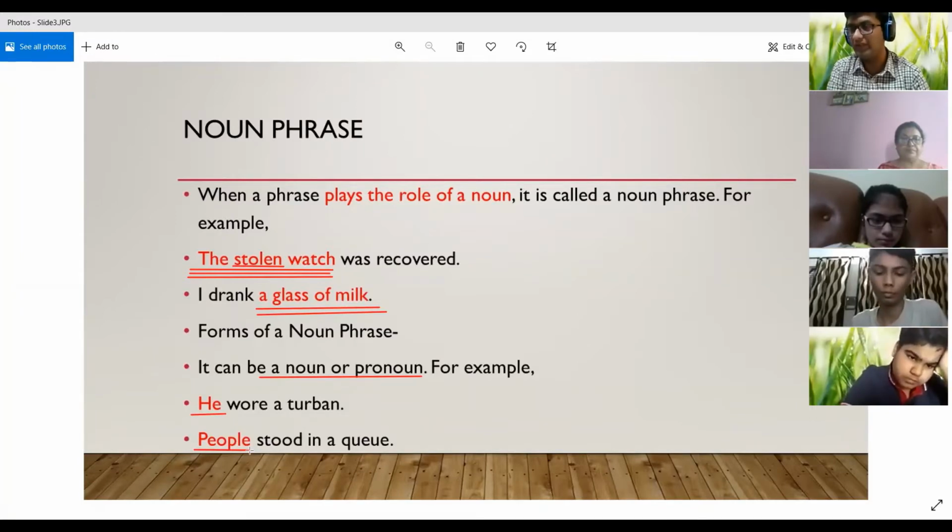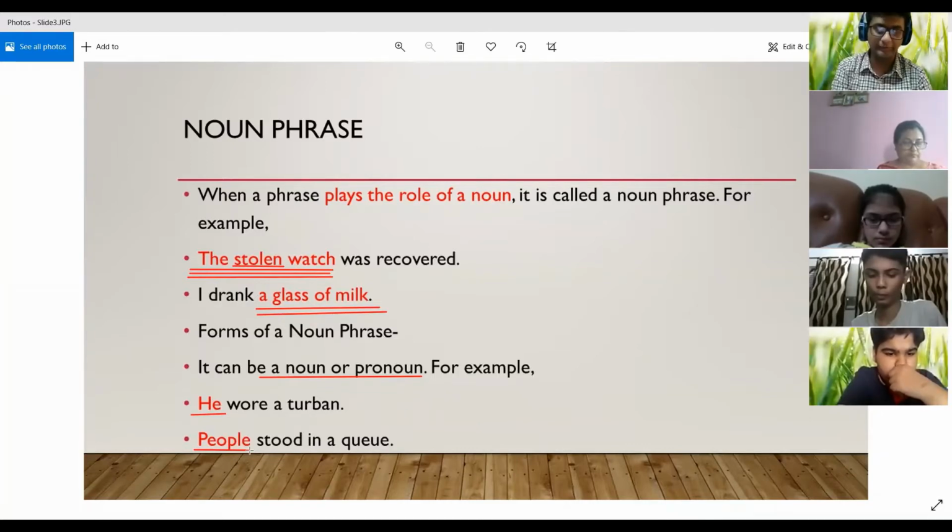the purpose of a noun phrase is what? The purpose of a noun phrase is to act as a noun in a sentence. So over here, he or people, they are acting as a noun. They are performing the functions of a noun. So he and people in these sentences can also be called noun phrases. Okay.